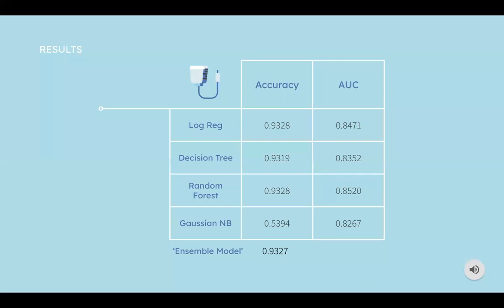In the accuracy column, we can see that random forest has the highest accuracy. It also has the highest AUC score. Thus, random forest is our optimal model.